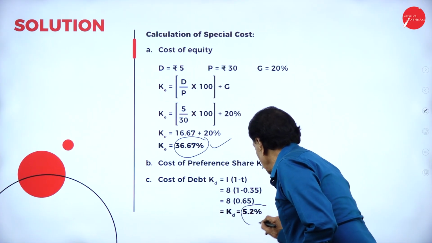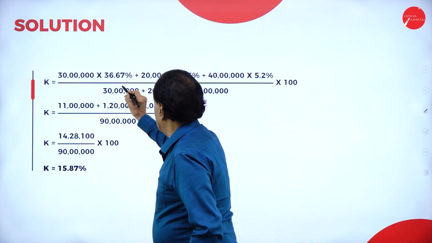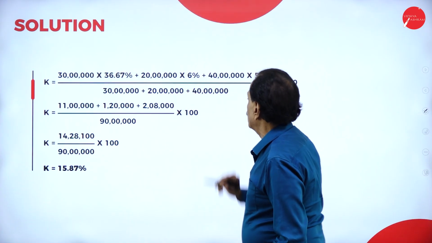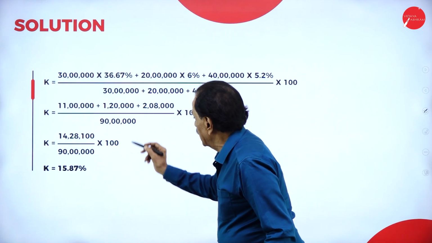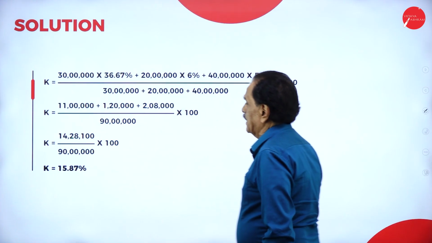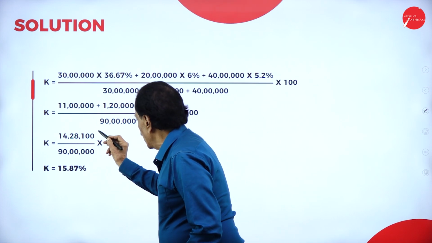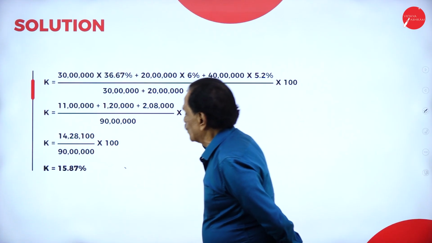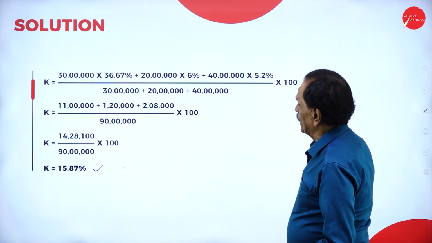So this is important. Now multiply 30 lakh into 36.67, this is equity, plus preference share 20 lakh into 6%, plus debt 40 lakh into 5.2, totally 90 lakh. If we add all, the answer is 11 lakh, 1 lakh 20, 2 lakh 80, divided by 90 lakh into 100, it comes to 14 lakh 28,100 divided by 90 lakh into 100, it works out to 15.87 percent. So this is for the existing.